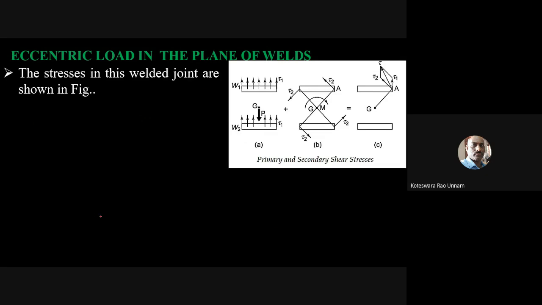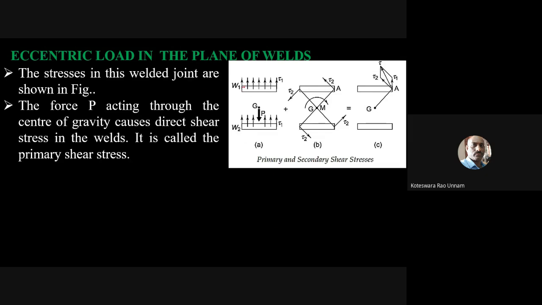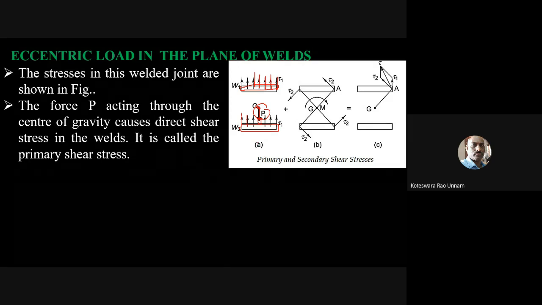First, consider the primary force. Here this is my weld 1 and this is my weld 2. This is the center of gravity we calculated for the weld. It is subjected to a direct force P. Because of this, the resistance is going to be in the opposite direction. You are applying a force, so obviously the reaction to that force is in the opposite direction. Therefore, your primary shear stress will act vertically upward, provided your applied force is vertically downward. Vice versa, if it is upward, the reaction should be downward.